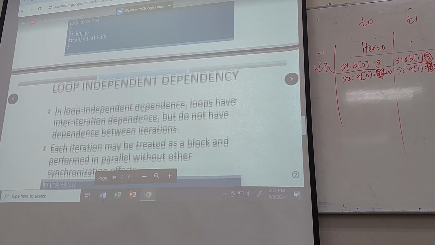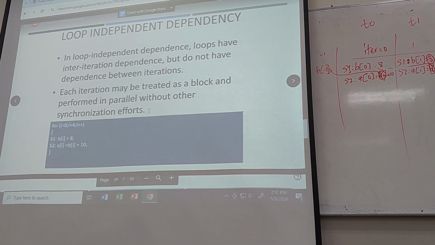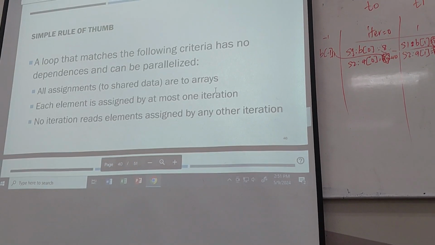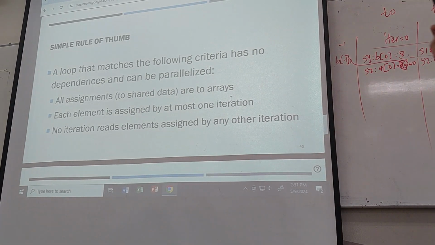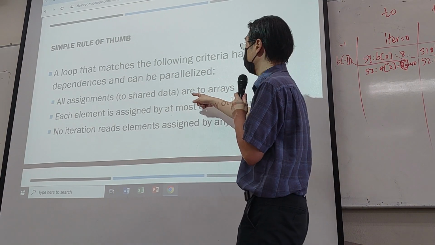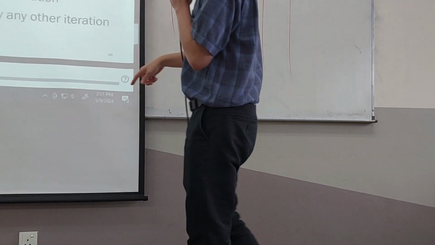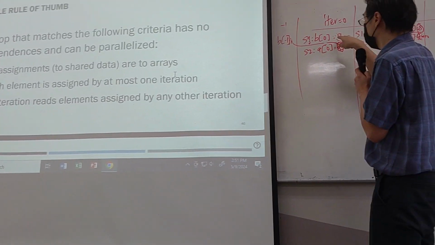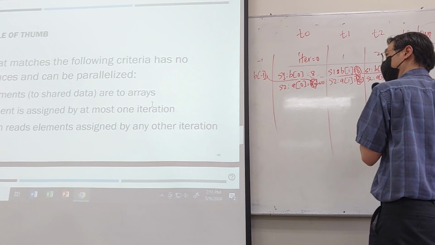Okay, and then this one is loop independent dependency. So this one I can run in parallel. Okay, simple rule of thumb, because we saw that problem. A loop that matches the following criteria has no dependency and can be parallelized. All assignments to the shared data are into the array. Okay, you see that we use array here, right? And each element is assigned by at most one iteration. Okay, so that means when we do the assignment, we only do it within the iteration, not in other iterations.